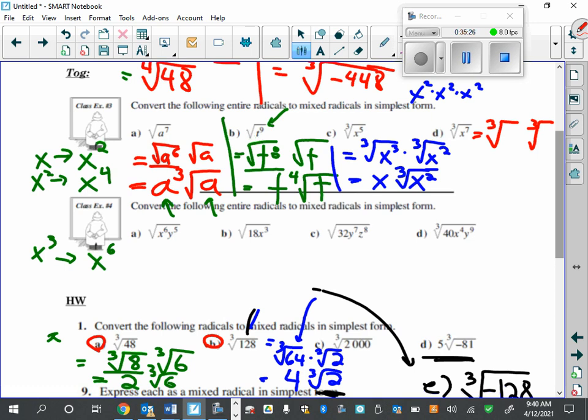So x to the 6th, hopefully you guys can see this on the podcast, times what equals x to the 7th? Times x, and now you turn this into a perfect cube. What number times itself 3 times equals x to the 6th? x squared times x squared times x squared equals x to the 6th. And then you just leave this cubic root of x like that.